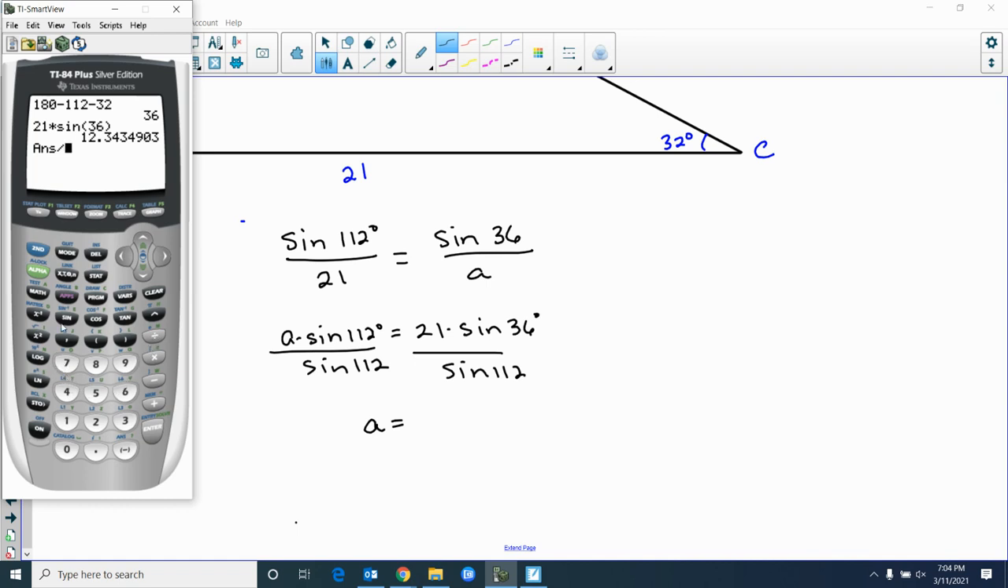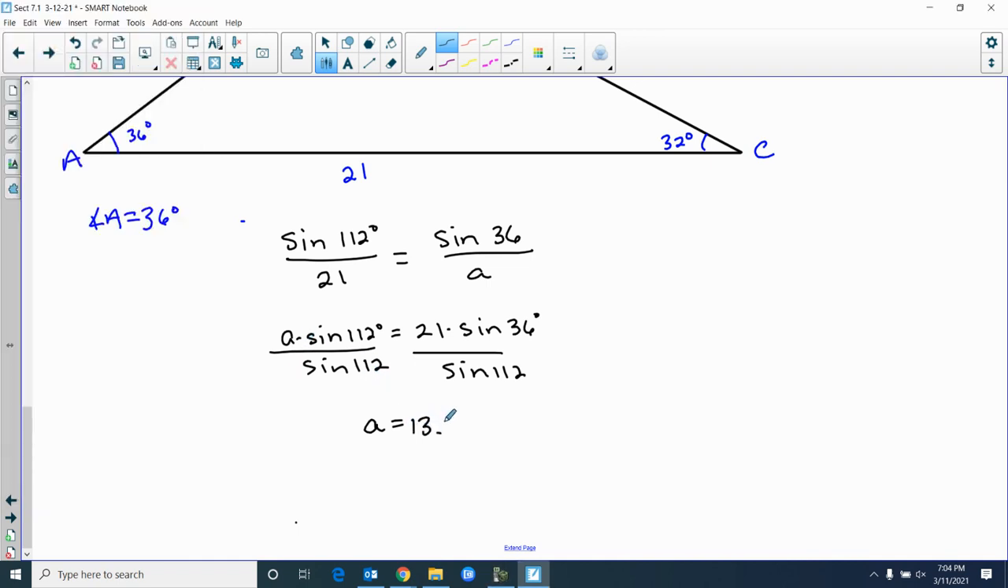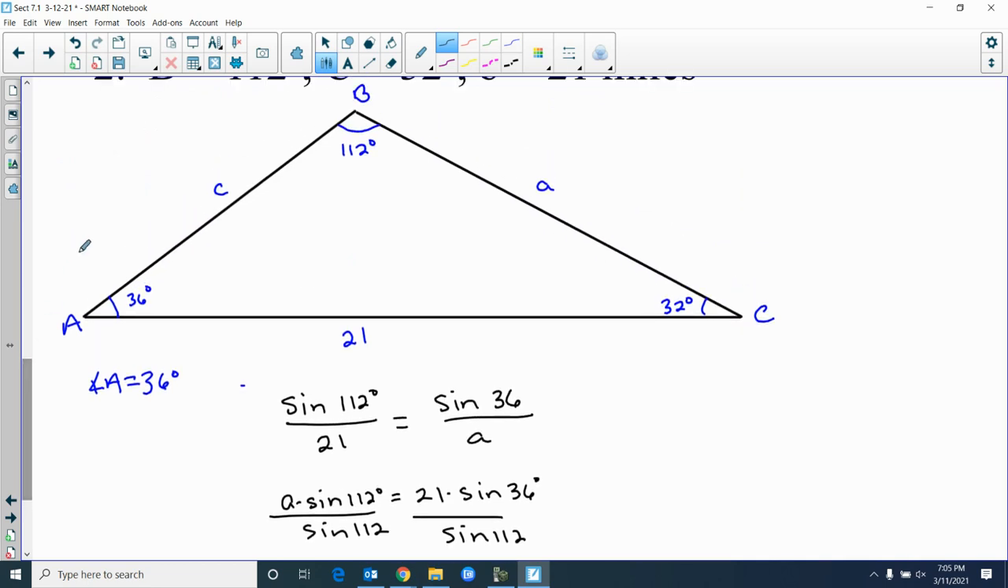Divided by sine of 112. And I get 13.3, and it should be miles for this case. Now, what do we still need to find? I need to find side C. I'm still going to use the 112 and the 21.